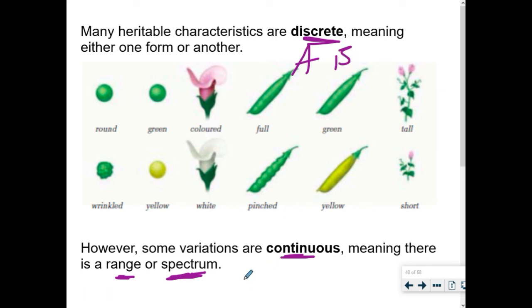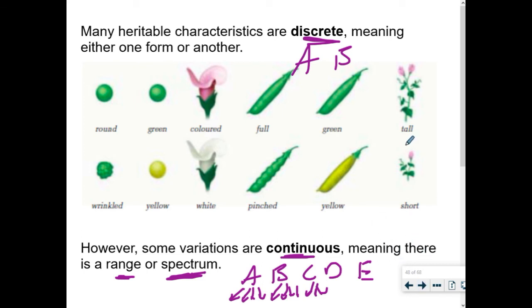And there are some things where there's A, there's B, there's C, there's D, there's E. But not only that, there are shades of A, and shades of B, and shades of C. Does that make sense? And so that's the vocabulary we use. Continuous, a range, and discrete, where it's one or the other.